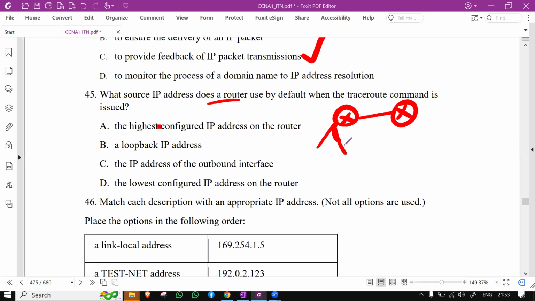The highest configured IP address on the router, no. Loopback, no. Lowest configured. I think our answer is C. Hopefully, this is the outbound interface. I was thinking this could be the outbound interface. This one, outbound interface.